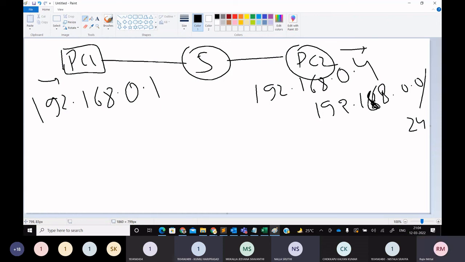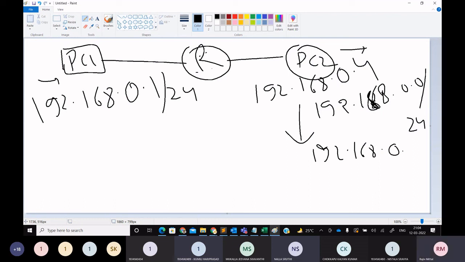Great. Now let's assume that instead of a switch, they are using a router here. So now what will the IP address be here? Will this IP be the same or will this change? Change, sir. Okay, so what will the IP be here in that case? 192.168.0.129. 129, slash subnet will be 25. 25, sir. 25, because that is the difference I want to show.